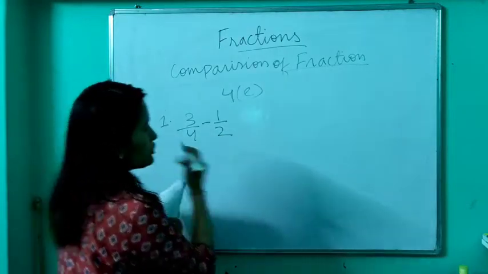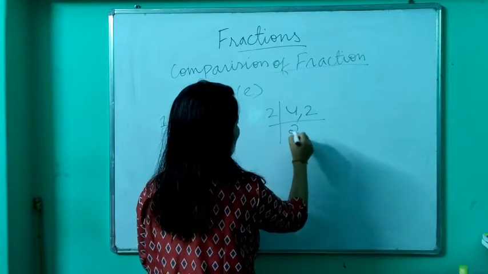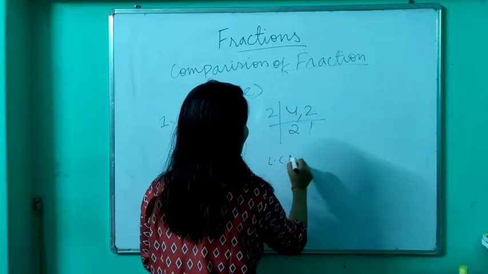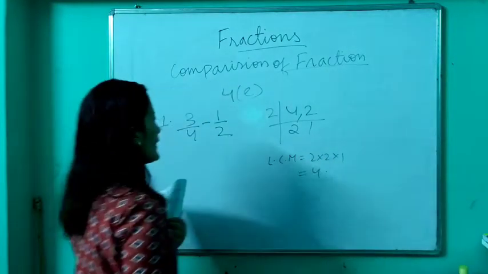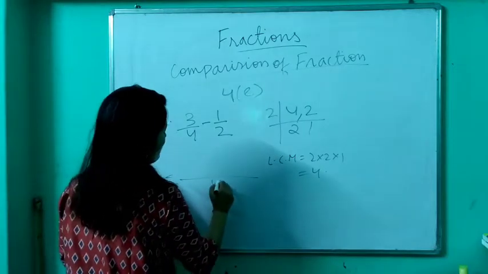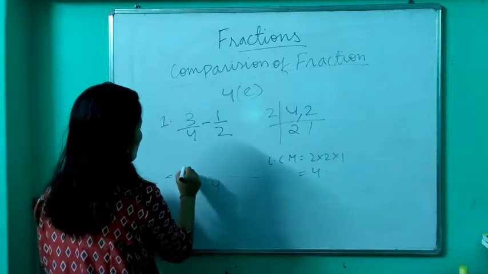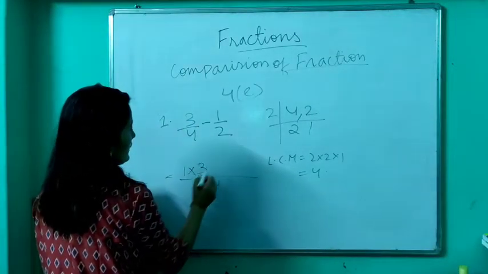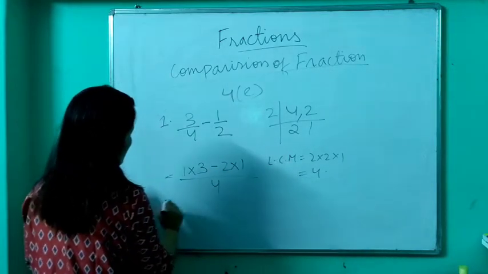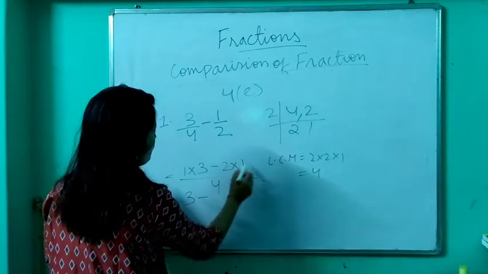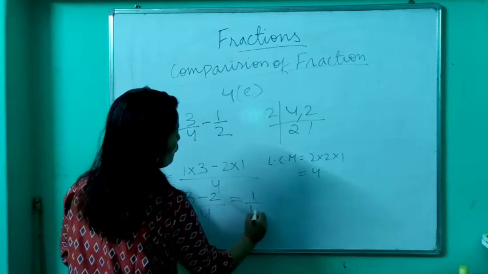So similarly in this case also you will find the LCM of 4 and 2, starting with the lowest number. 2 2s are 4, 2 1s are 2. So LCM would be 2 into 2 into 1. So 2 2s are 4, 4 1s are 4. So 4 would be your LCM. So denominator would be your LCM that you got, that is 4. So 4 into 1 is 4. So 1 into your numerator, that is 3, minus 2 into 2 is 4. So 2 into your numerator. So 3 1s are 3, minus 2 1s are 2 divided by 4. So 3 minus 2 is 1, 1 by 4 would be your answer.